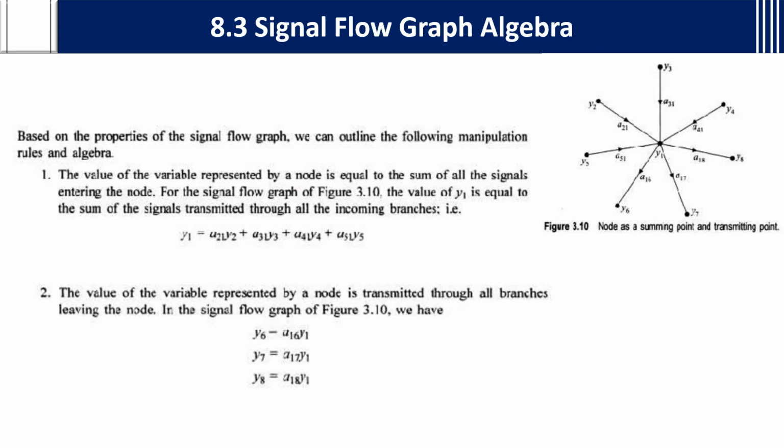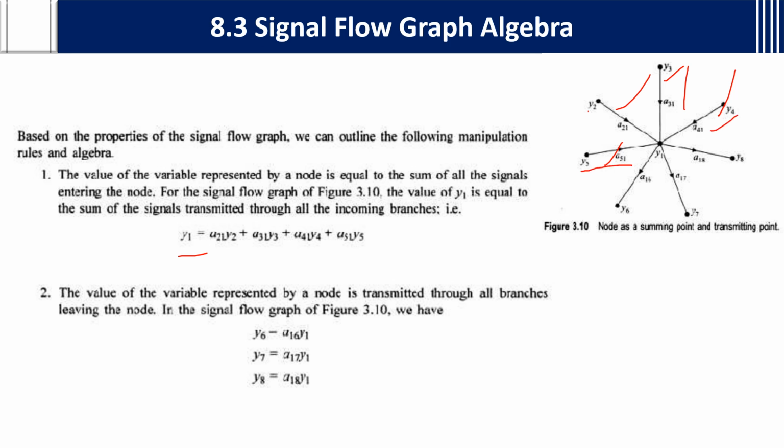Next we will see signal flow graph algebra. What does signal flow graph algebra mean? There are some rules. Based on the properties of signal flow graph, we can outline the following manipulation rules in algebra. The value of the variable represented by a node is equal to the sum of all the signals entering the node. For the signal flow graph, the value y1 is equal to the sum of signals transmitted through all incoming branches. What are the incoming branches? This is incoming, this is incoming, this is incoming, and this is also incoming. So you can write A21 y2, A31 y3, A41 y4, A51 y5. These are all incoming.